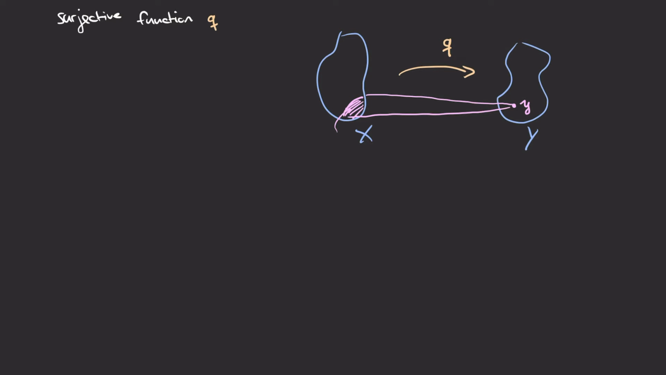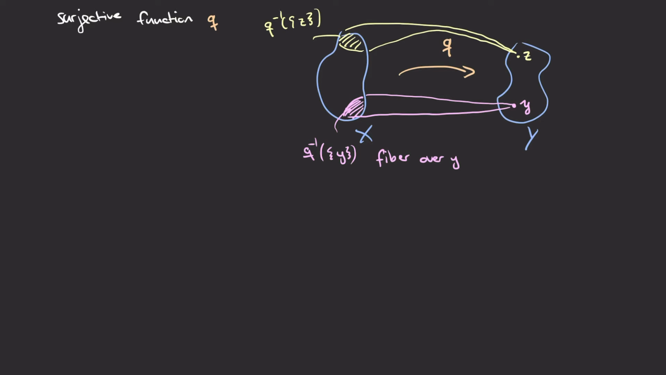So what I've drawn here in pink is going to be the preimage under the map q of the singleton containing y. And we call this set the fiber over the point y. Now this small y was just one point in the set capital Y. There can also be other points, for example z. And here we can again consider the fiber over z, so that's the preimage of the singleton containing z. And this will again be some subset of the set X. Now we can continue on in this fashion and consider the fibers over every point in Y. And these fibers will subdivide the set X.